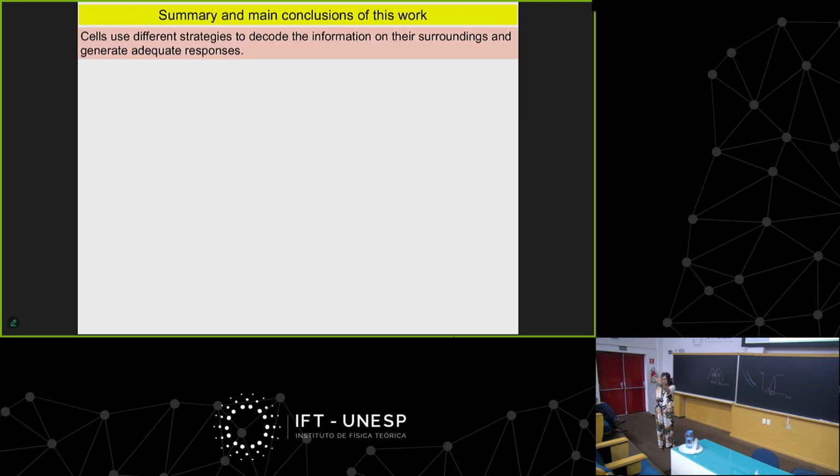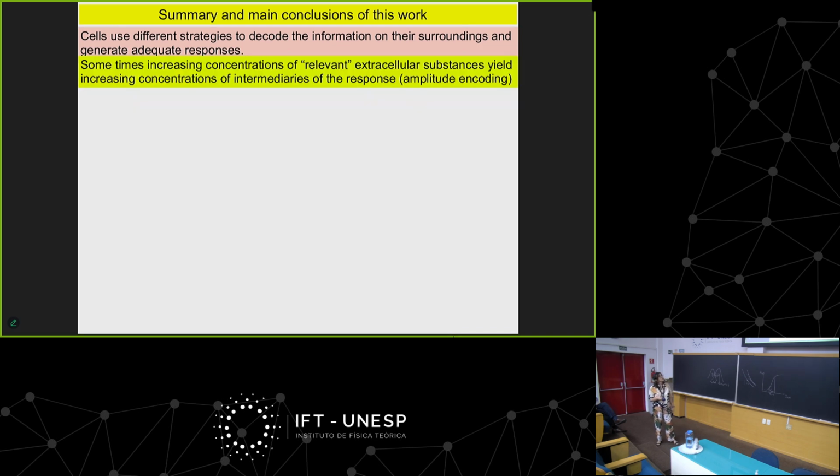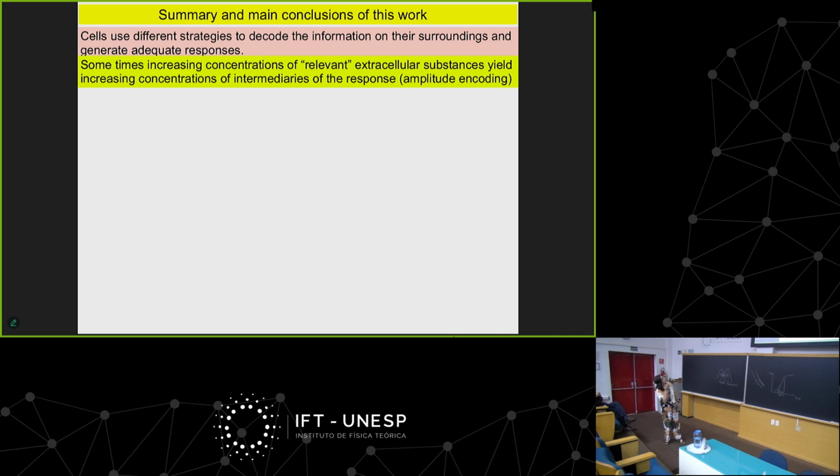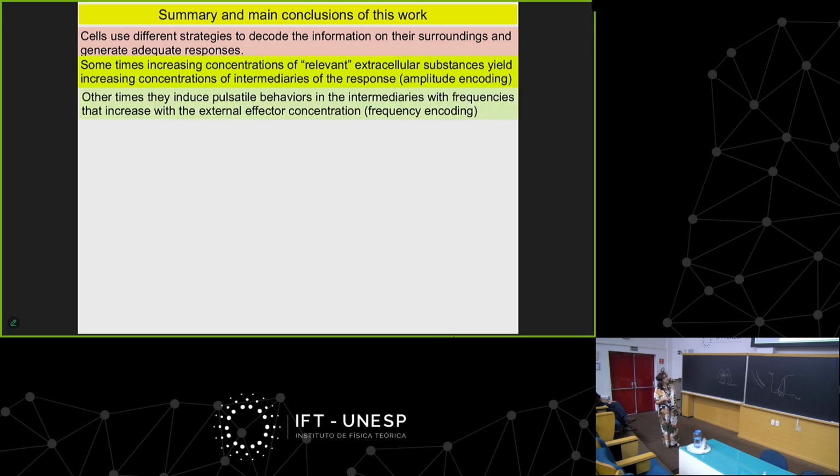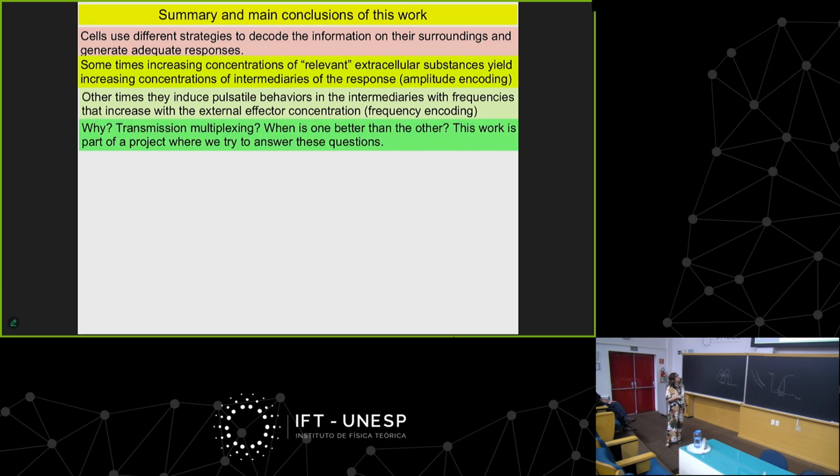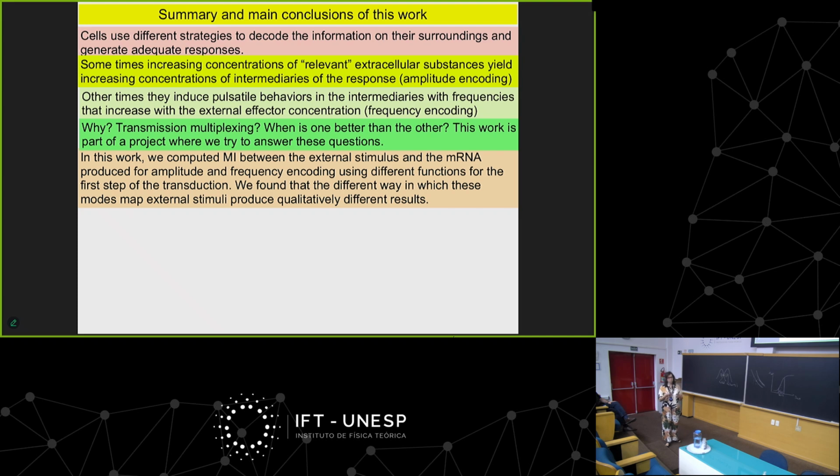So cells use different strategies to encode the environment. Sometimes increasing concentrations result in pulsatile behavior of intermediaries of the signaling. At other times, it's not; it's more like a one-to-one response with some saturation in between. So why? One possibility is multiplexing. This is part of a project in which we want to answer what the advantages and differences or similarities between the two encodings are. Here we computed the mutual information between the external stimulus and the messenger RNA accumulated.